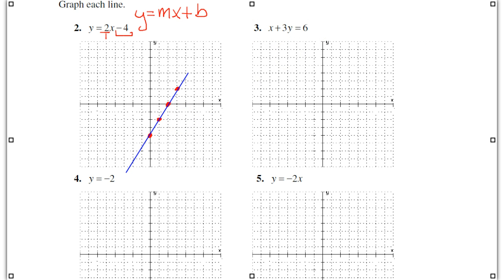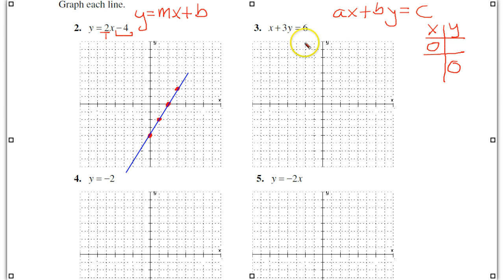Now for number 3, this is in standard form, ax plus by equals c. So when it's in standard form and the numbers are even like this, or they're sort of like this, we can use the x and y intercept t-chart. Now another fallback way is to solve for y, put it in this form and graph it.